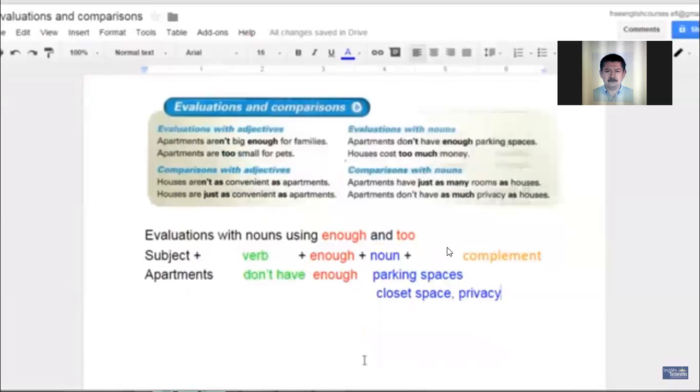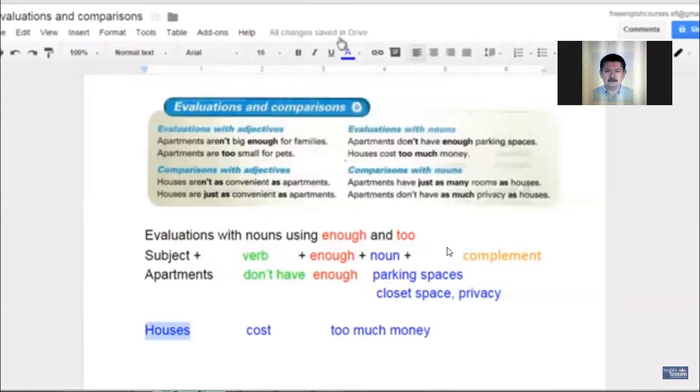And the last example that I would like to make is how to use too. So in this case, I'm going to take that example there. Houses, this follows the verb, so that continues to be the same. We are no longer going to include the word enough. So in this case, we're going to use too much money, right? Houses cost too much money.